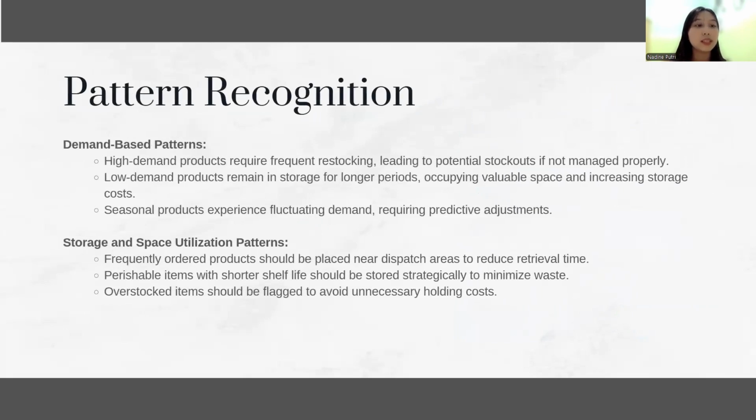The first pattern is demand-based patterns. High demand products require frequent restocking, leading to potential stockout if not managed properly. If demand is low, products remain in storage for longer periods, occupying valuable space and increasing storage costs. Seasonal products experience fluctuating demand, requiring predictive adjustments. The next pattern is storage and space utilization patterns. Frequently ordered products should be placed near dispatch areas to reduce retrieval time. Perishable items with shorter shelf life should be placed strategically to minimize waste. And overstock items should be flagged to avoid unnecessary holding costs.